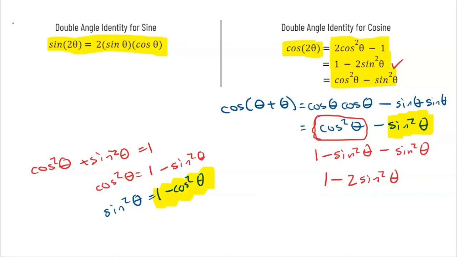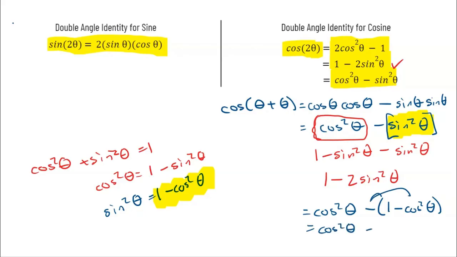So here I go. I have the cosine squared of theta in the front. And then I'm going to replace the sine squared with 1 minus cosine squared. Notice I needed parentheses because I'm going to have to distribute that minus. I'm only replacing the sine squared, not the negative. So now I'm going to distribute that negative, and I get cosine squared of theta minus 1 plus cosine squared of theta. And that's how we get this top identity, that 2 cosine squared of theta minus 1 is another representation of cosine of 2 theta.